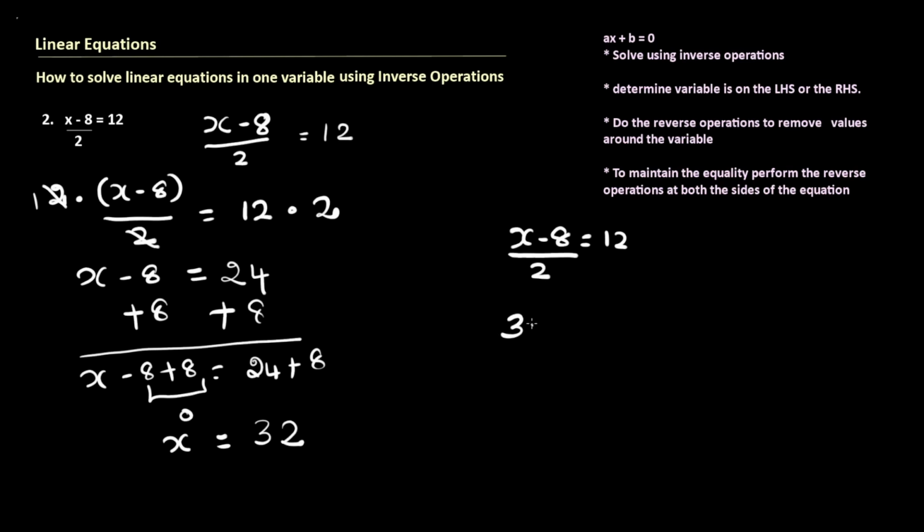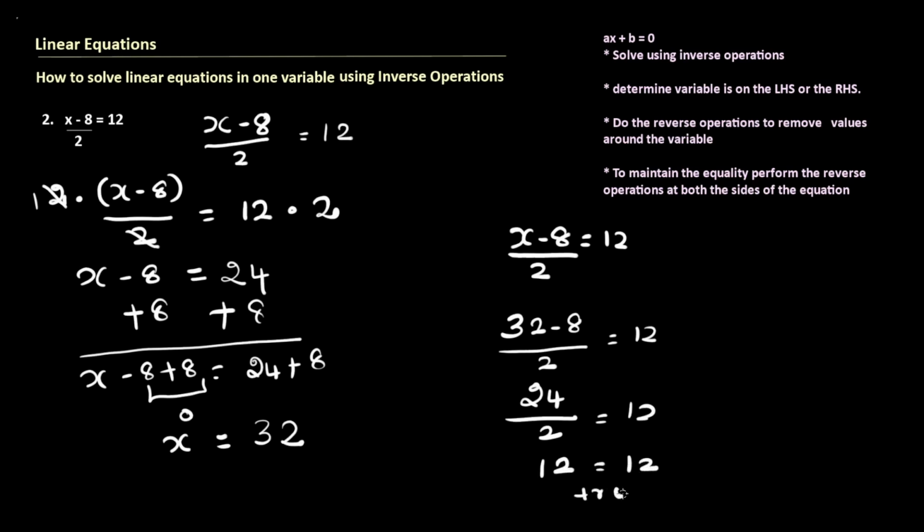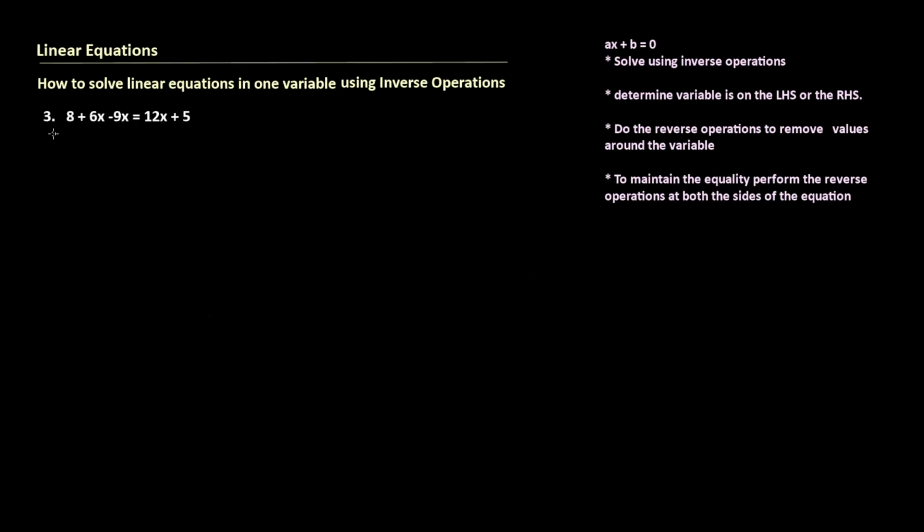x is 32. So (32 minus 8) divided by 2 equals 12. 32 minus 8 is 24. So 24 divided by 2 equals 12. 24 divided by 2 is 12. So 12 equals 12, which is true. That means our solution is right. Now we are going to see how to solve our third example.